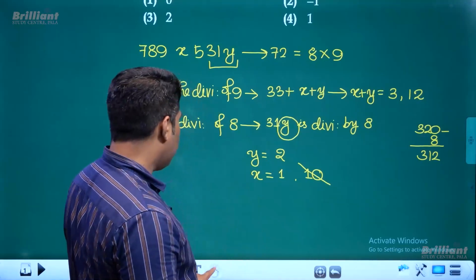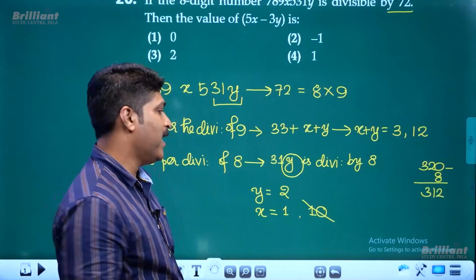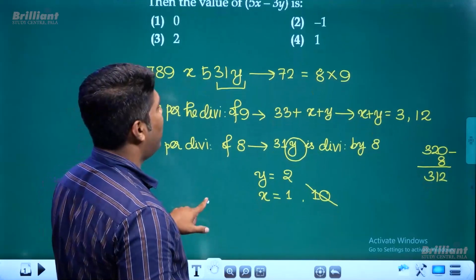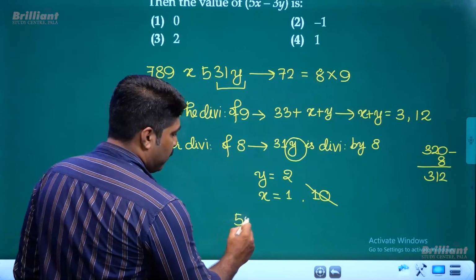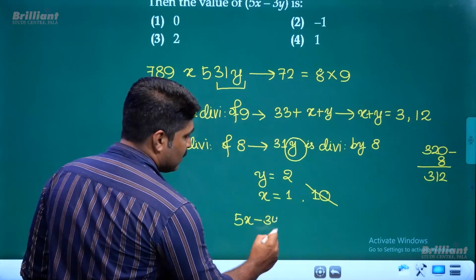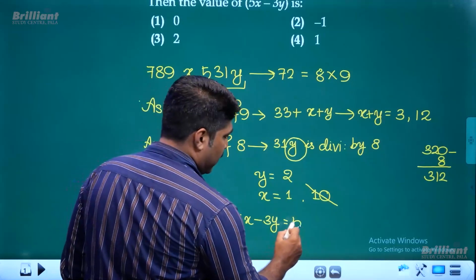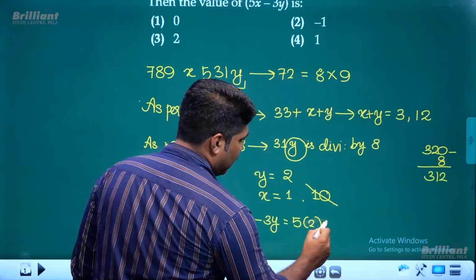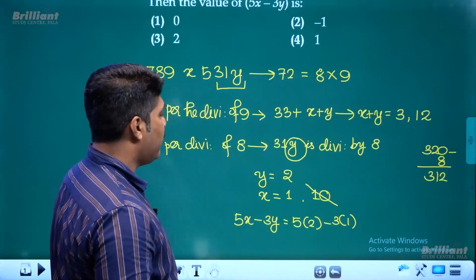Then what we are going to find out here, our expression is 5x minus 3y. We are going to find out this sum, 5x minus 3y. What will be the value here? Suppose we need to find out 5x minus 3y. Just substitute the value of x and y in this expression. This is 5 into 2, that is 10, minus 3 into 1. So what will be the value here?